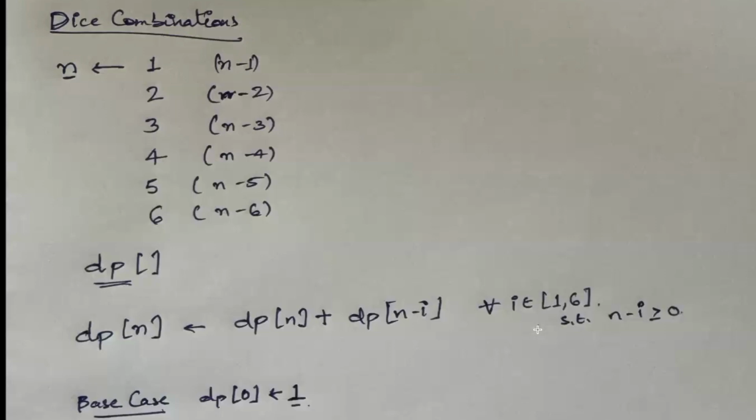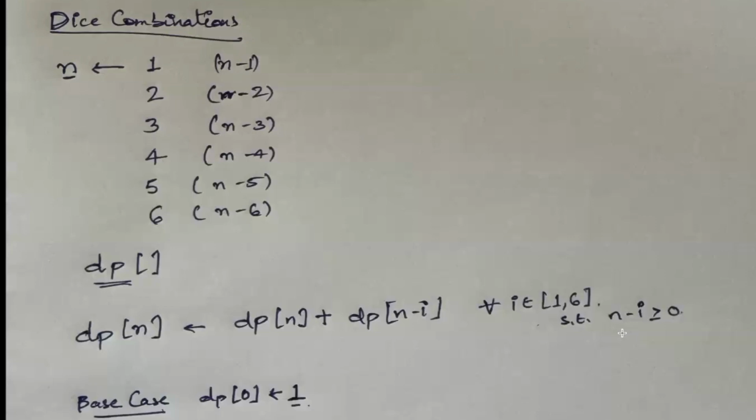Well, let's take an example. Suppose n was 3. You don't need 6 in this case, right? Because 6 is greater than 3. And that's why we have this condition, n minus i greater than or equal to 0. Now, we ought to have a base case on which we'll base our addition. If you are given, say, the number 0, there is only one way to do it, which is doing nothing. So dp of 0 can be initialized to 1.